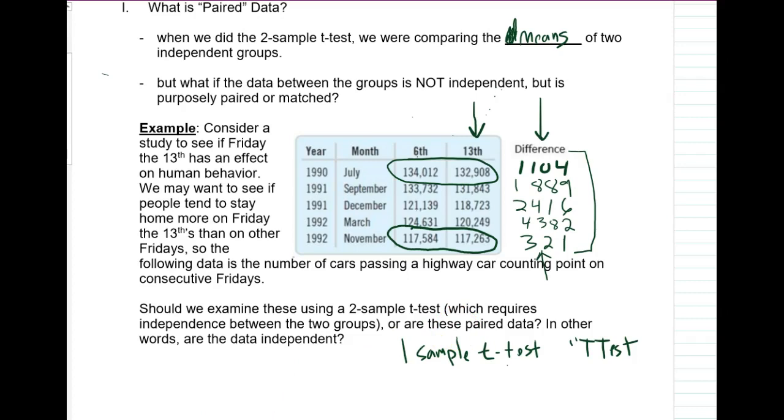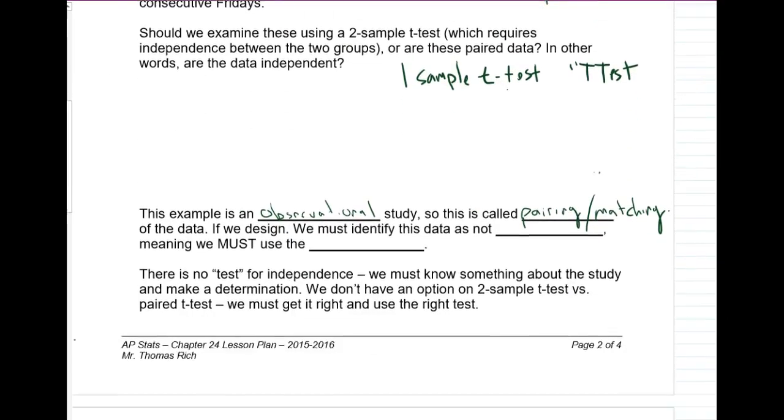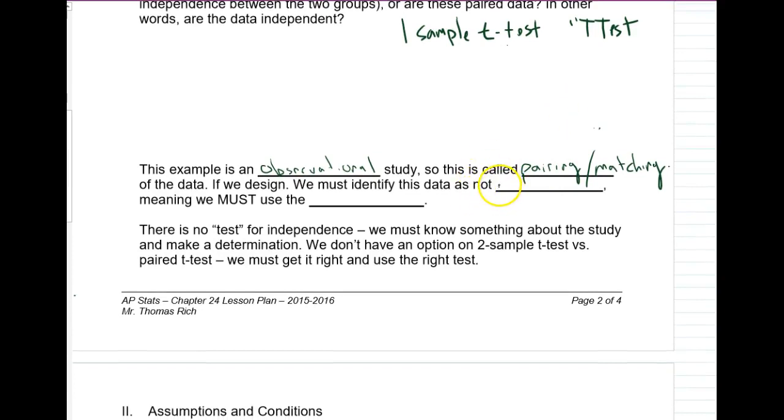And so what we have to do, if we're going to run this kind of a test, is identify the data as not independent. So the two groups are definitely not independent. They are paired. Each one of the rows is paired. And that means we have to use what we call a paired t-test. But for our purposes, what we're going to do for a paired t-test is run a one sample t-test. And we do that, as I said before, on the difference between each one of the pairs.